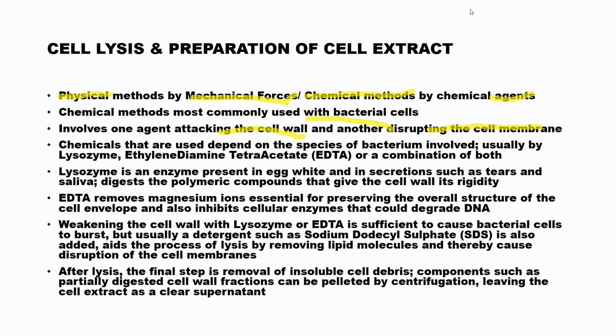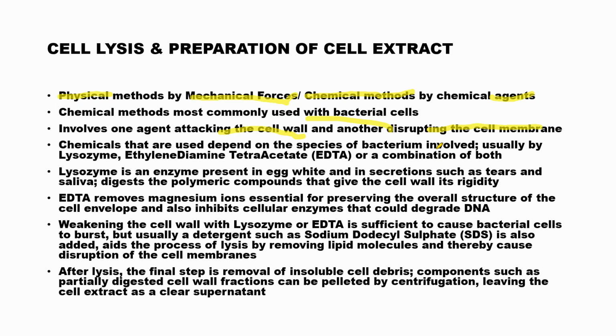A few agents which we add will attack the cell wall and break it, so that some other agents will be concentrating on the breakage of the plasma membrane. Fine. Now, the chemicals that are used depend upon the species of bacterium. For gram-positive there will be slightly different agents, but commonly all the rDNA experiments mainly involve gram-negative organisms like E. coli. E. coli is a well-known bacterial species, gram-negative, which is very commonly used in recombinant DNA technology experiments.